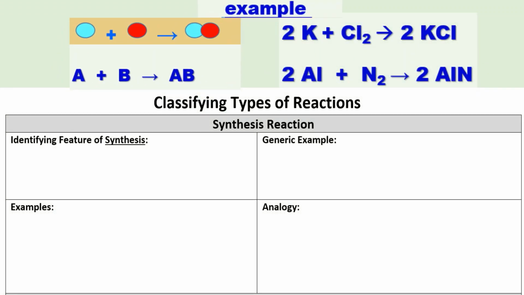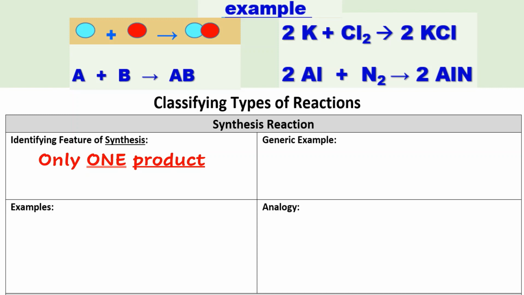Hopefully you notice that all the examples only have one substance on the product side of the reaction, so there are no plus signs after the yields arrow. We can demonstrate this using the generic equation of A plus B yields AB, where elements A and B are separate from each other on the reactant side, but are combined into one new substance on the product side.